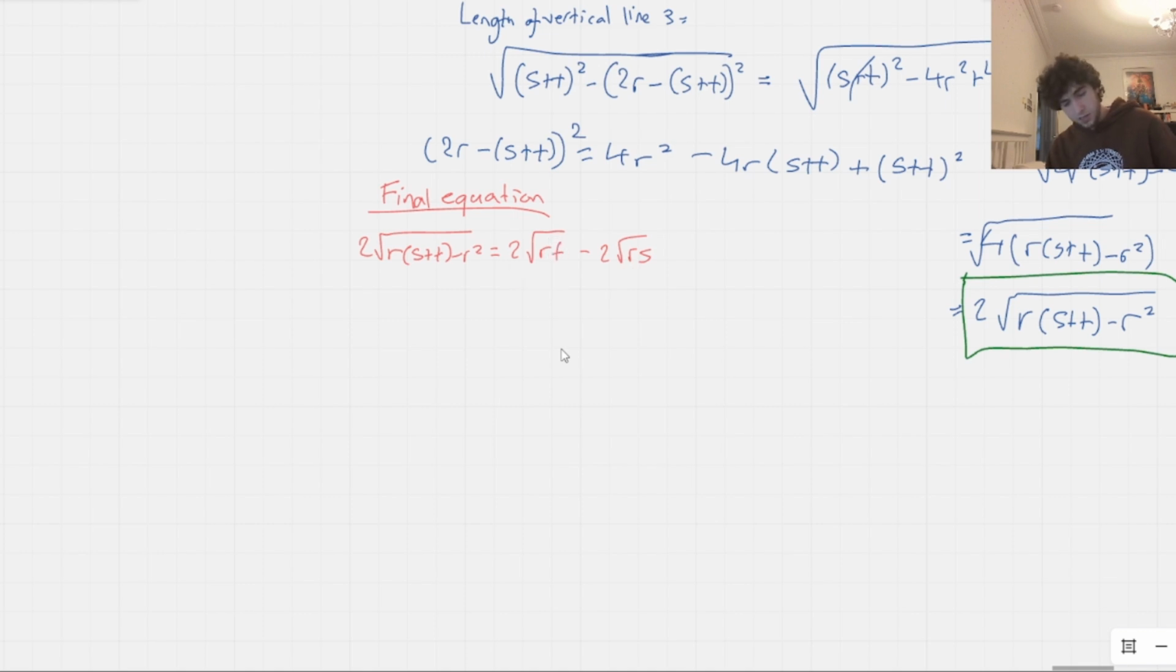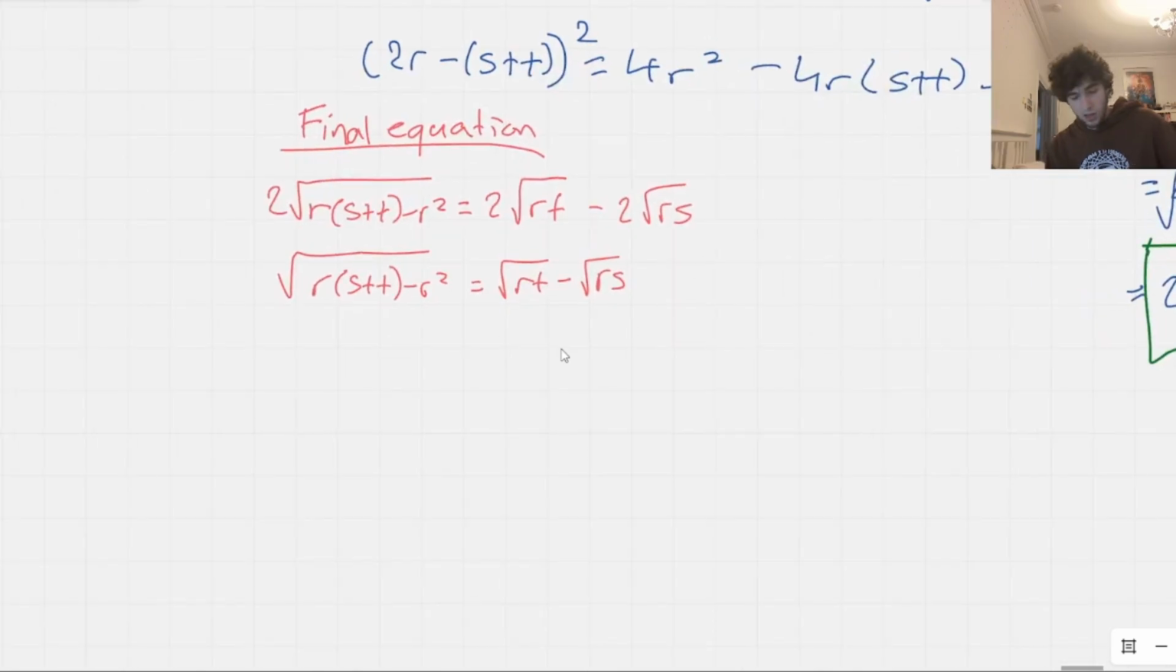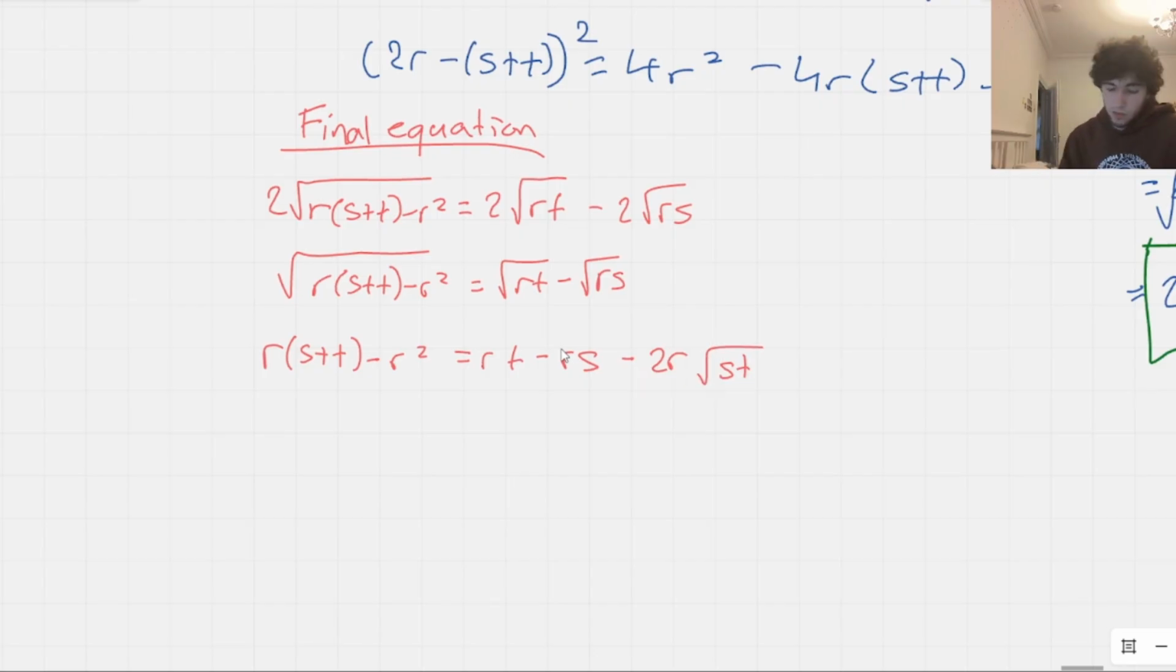Then we divide both sides by 2. So you now get that the square root of r times (s plus t) minus r squared is equal to the square root of rt minus the square root of rs. Now square both sides, and what you're going to get is r times (s plus t) minus r squared is equal to rt minus rs, and then minus 2 times the square root of r squared st. So there's going to be 2r, because r is positive, 2r times the square root of st.